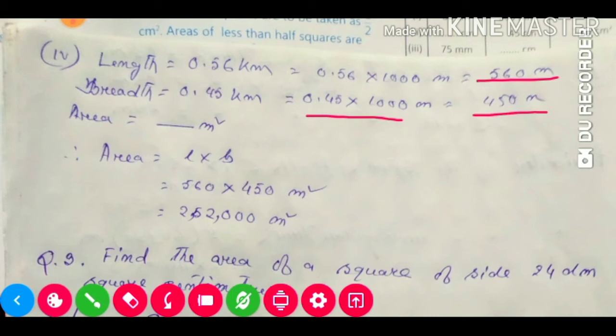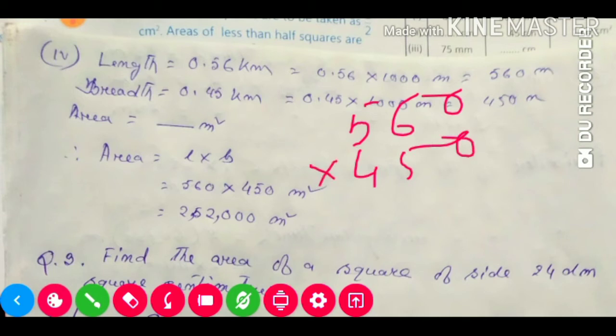Now we need to find out the area. So area, we know, is length into breadth. So length is equal to 560 and breadth is equal to 450, and meter into meter will be meter square. Now see, 560 into 450, these two we need to multiply. If we multiply this one, it will be 2,52,000 meter square. So we got the area, it is equal to 2,52,000 meter square.